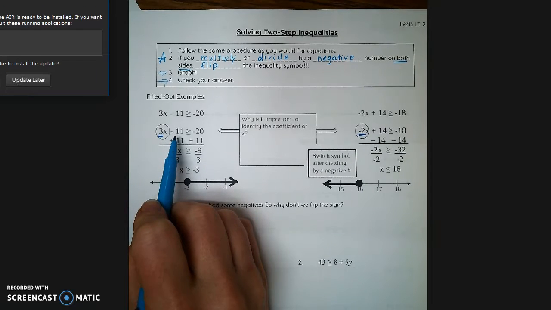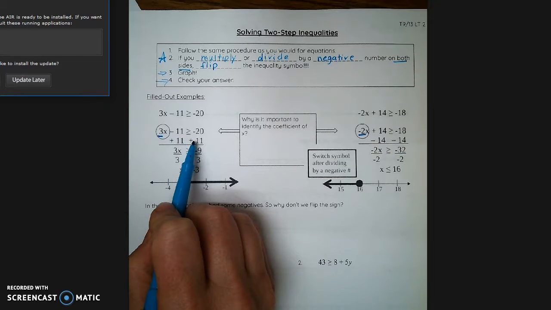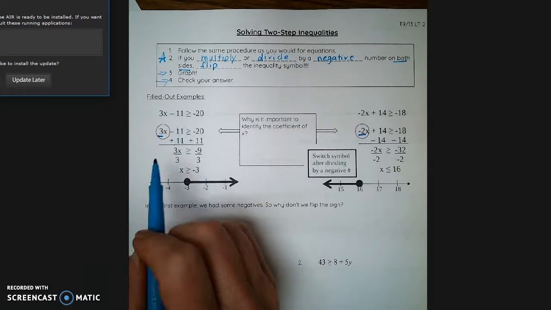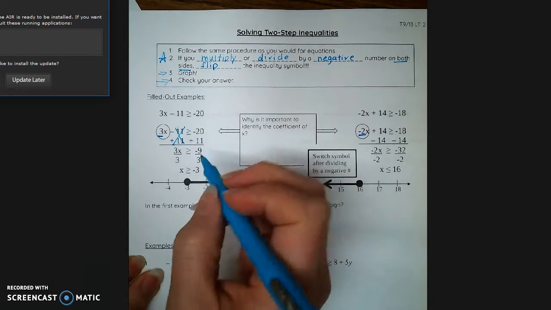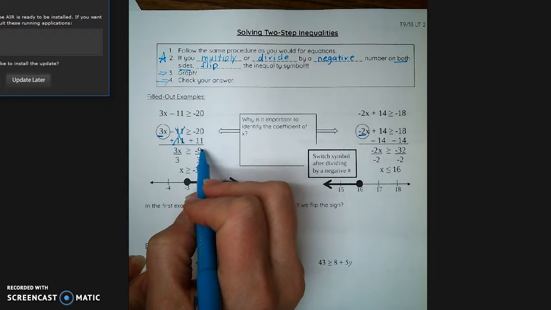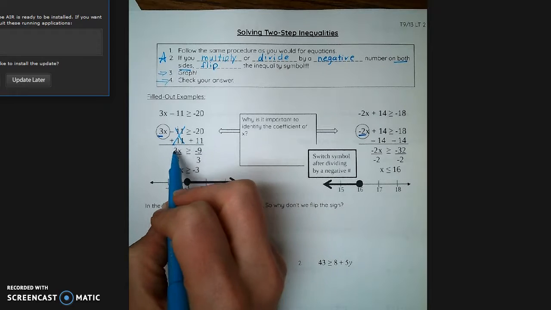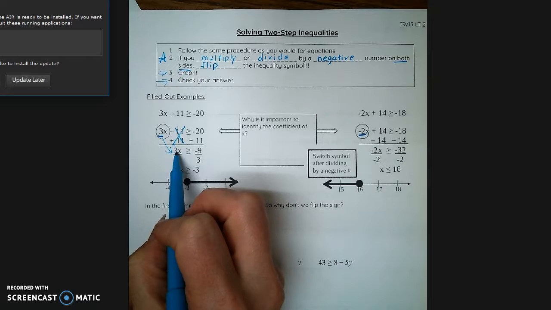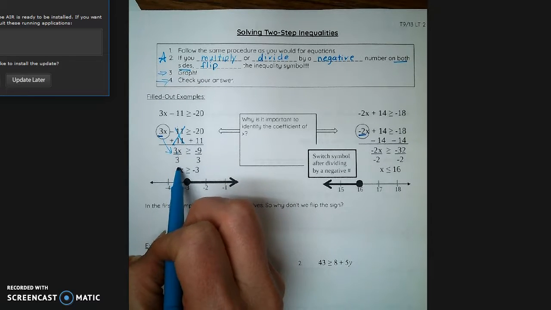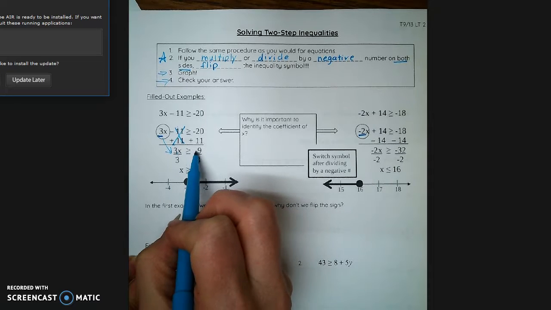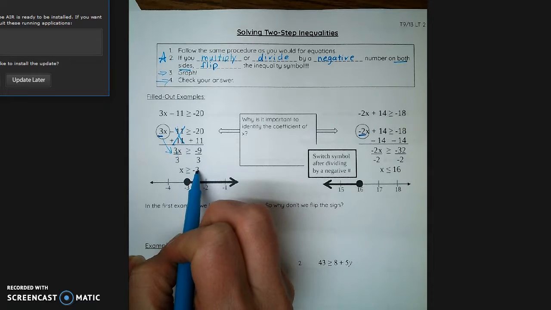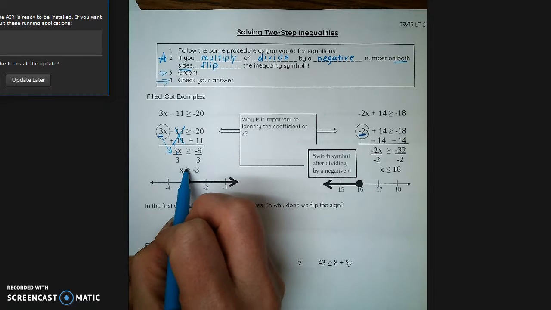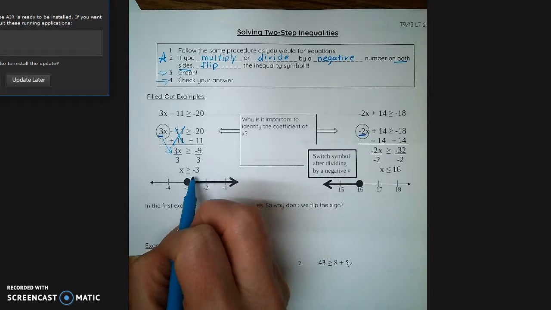So once again, when I solve an inequality, just like an equation, if I'm subtracting 11, I'm going to add 11 to both sides. Those cancel out because they equal 0. Over here, I get negative 20 plus 11 is negative 9. And over here, I still have my 3x. In order to finish this, I'm going to divide both sides by 3 because I want to get 1x here. Remember, there's a 1 here. We just don't write it. And then I have negative 9 divided by 3, which gives me a negative 3. So I have x is greater than or equal to negative 3.